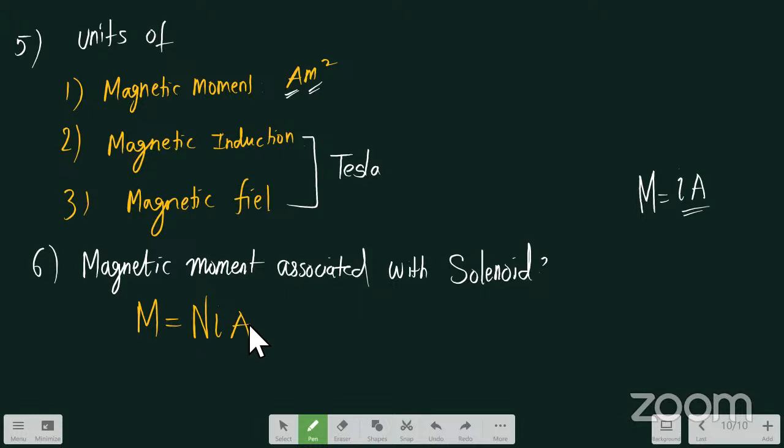Either you can write this answer or you can extend it something like this: N into I into the area of the solenoid. The solenoid will be something like this. What will be the area? If this is the radius r, then the area will become pi r square.